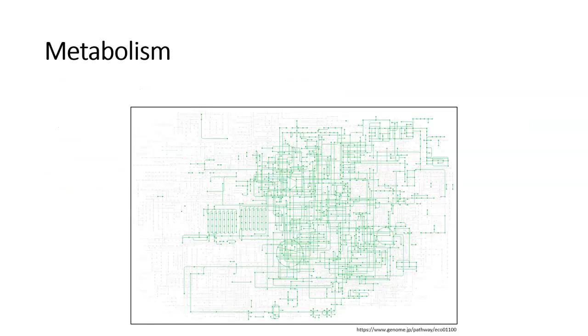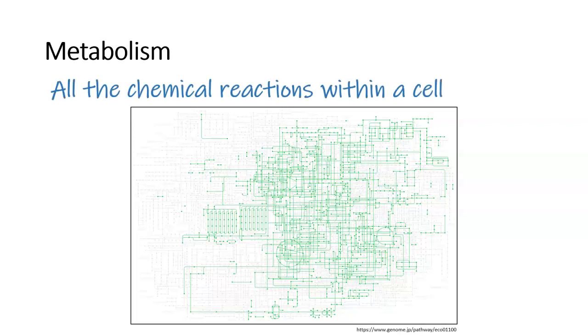The term metabolism refers to all of the chemical reactions that happen within a cell. This image is a map of the metabolism of E. coli. Each dot on the map represents a different organic molecule, and the lines represent chemical reactions that are used to build or break down those molecules. As you can imagine, the study of metabolism can be quite complex.